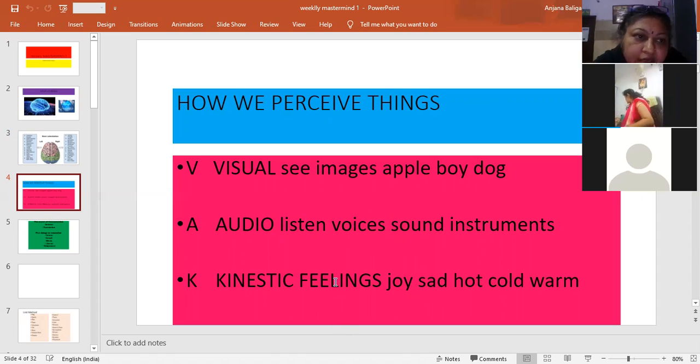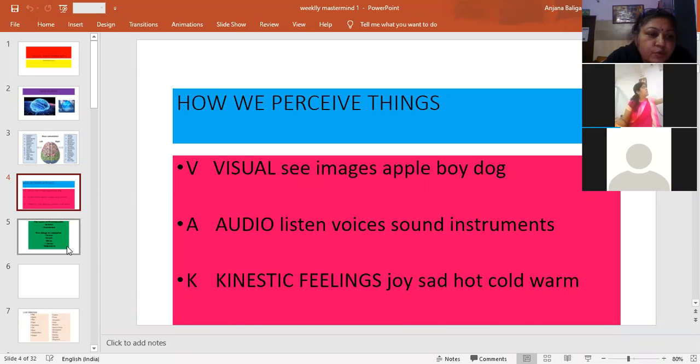Similarly, if you look at your memories and find your birthday, you know what feelings you had, whether you had a feeling of joy, whether you had a feeling of sadness, hot, cold. When you touch certain things, you know how to touch the things, right? So these feelings are called hot and cold, right? So how do we perceive things? We perceive things by VAK, that is visual, auditory, and kinesthetic. There are different directories for different things, right?